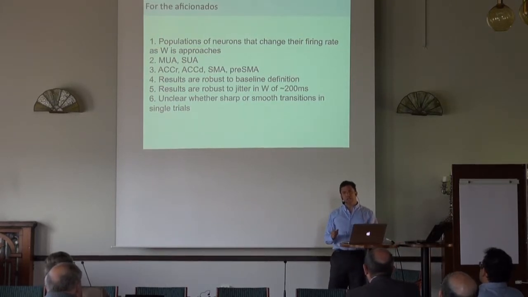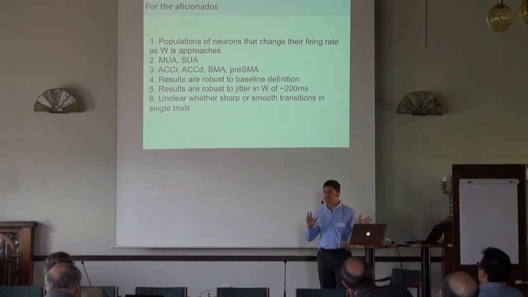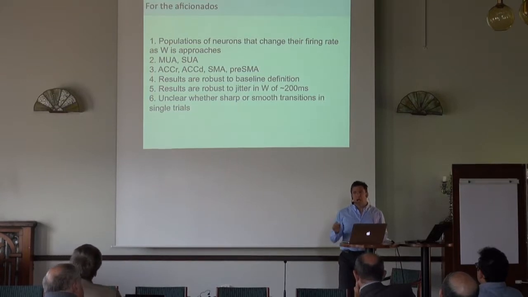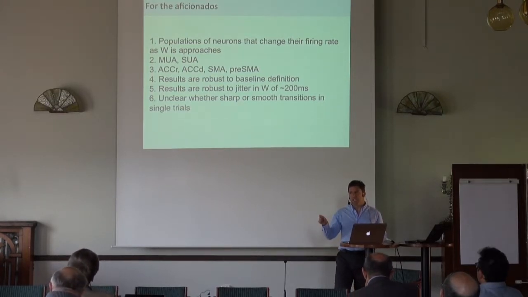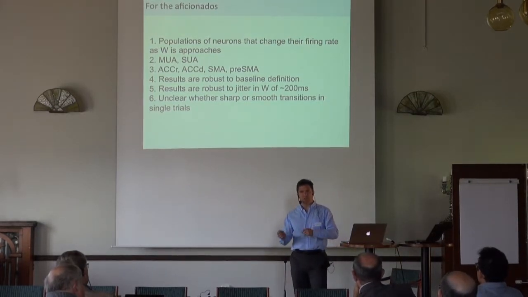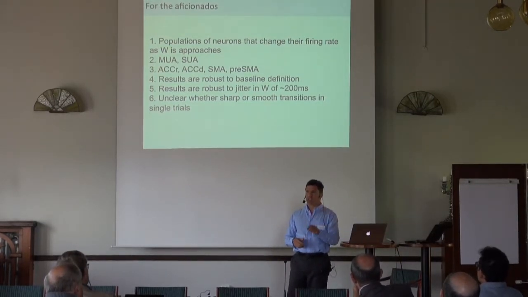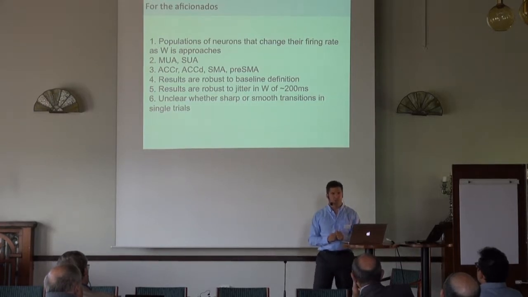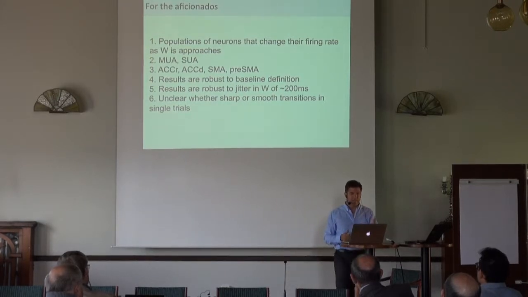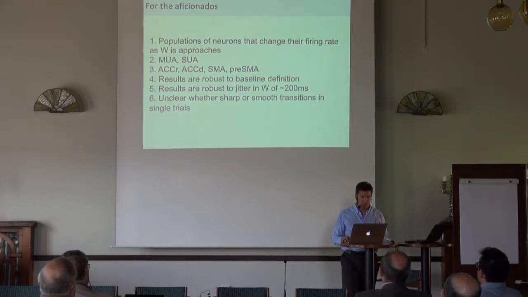The results were robust to different ways of defining the baseline. There has been lots and lots of discussion about how to define the baseline in the Libet type of task. Essentially, it doesn't matter here. If you artificially jitter W, I always felt that people were very imprecise in how they report W. There were some discussions earlier about whether W really matters or not. And we think that W does matter, in the sense that if we jitter W, we would have gotten different results, at least for jitter amounts on the order of 100 milliseconds or so.